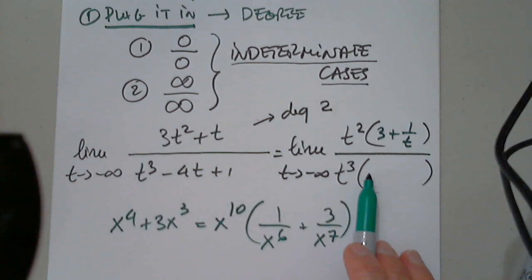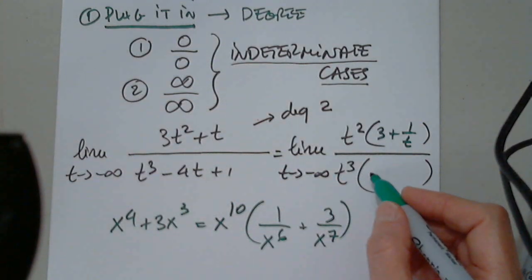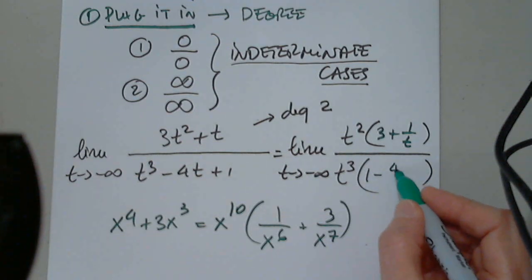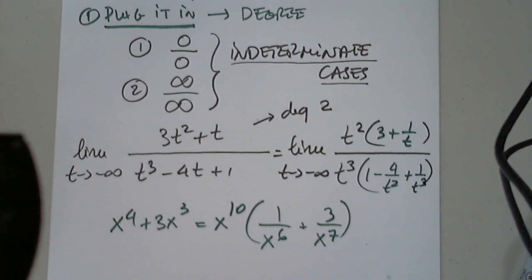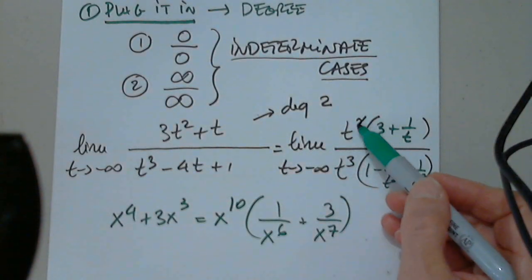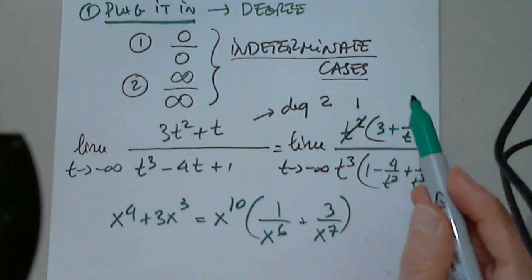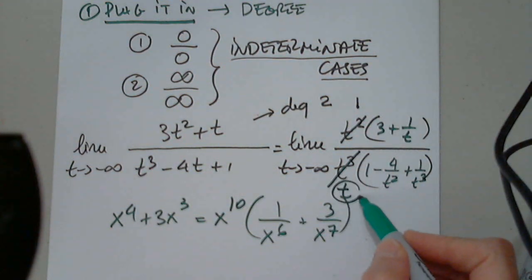Can anyone give us those three terms in here? 1 minus 4 over t squared plus 1 over t cubed. Brilliant. Thank you very much. At this point, of course, I'm going to simplify 2 t's from the top and 2 t's from the denominator. And I still have one left.